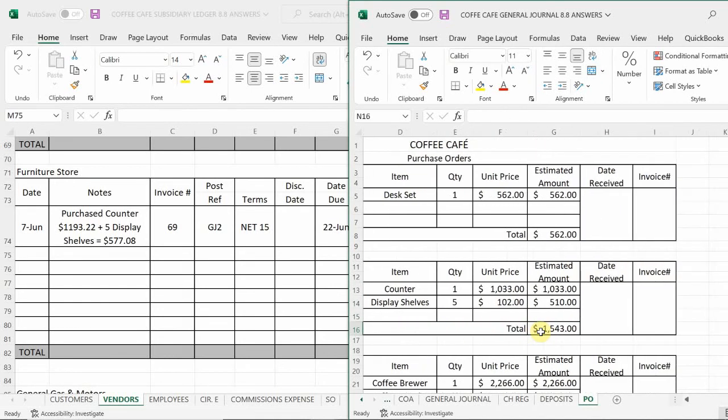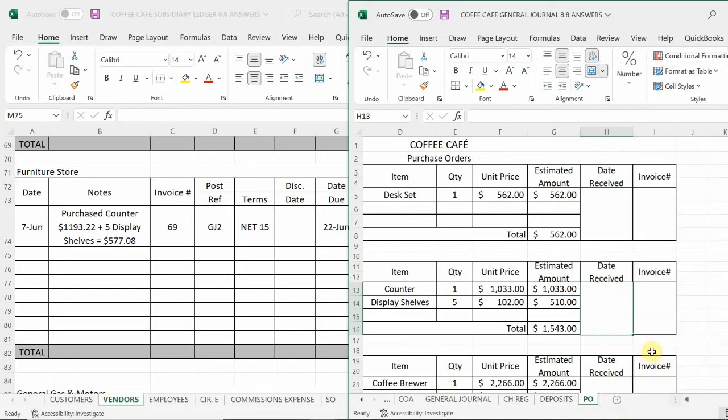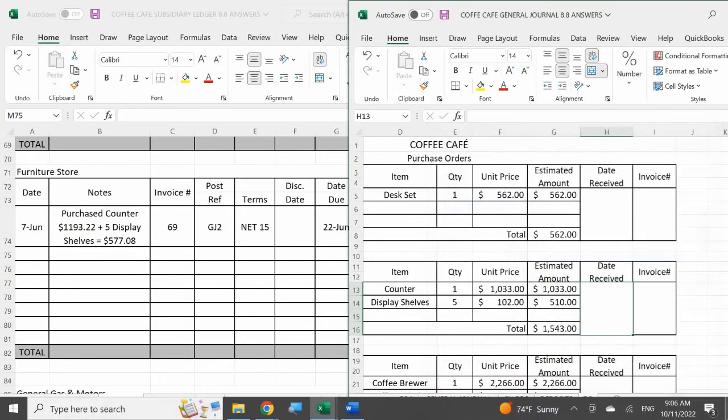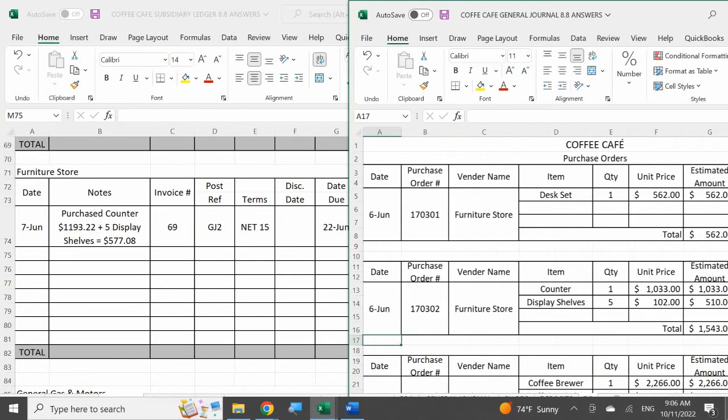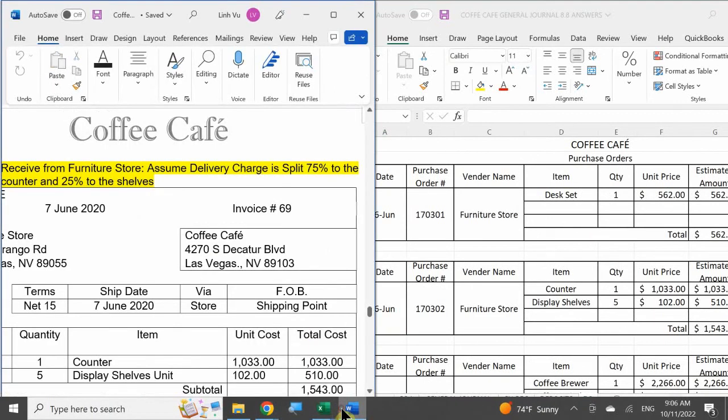Now I need you to fill in the rest of the information, such as when was the delivery due date? When was the date that you received it? In this case, okay, I received it on June 7. Okay? And what was the proof that I received it? It was on invoice number 69. Okay, that shows me that I have proof that I did receive my counter and my display shelves. Okay, and that concludes this transaction here.